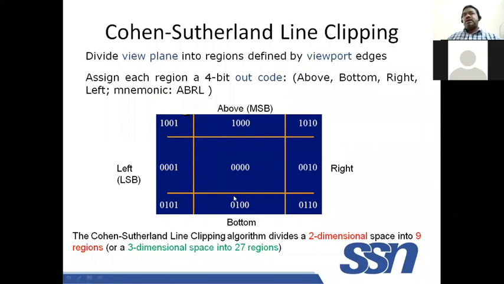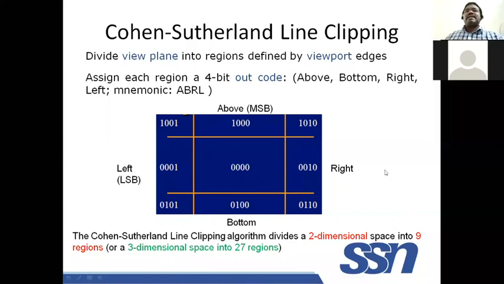This is bottom. Okay, so it is not above. It is below. This will be 0. Since it is lying below, bottom, put 1. R is equal to 0, L is equal to 0. This one, above is 0. It is below the viewport. At the same time, right hand side. Okay, 0, below, therefore appearing 1. Right hand side, therefore appearing 1. Left is 0. Likewise, you have to do the coding.